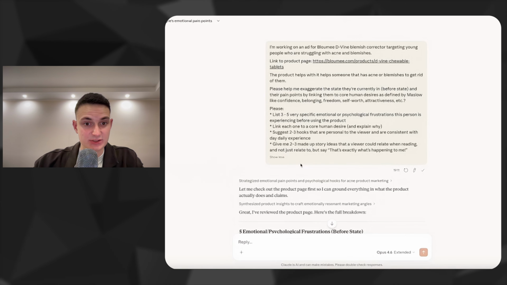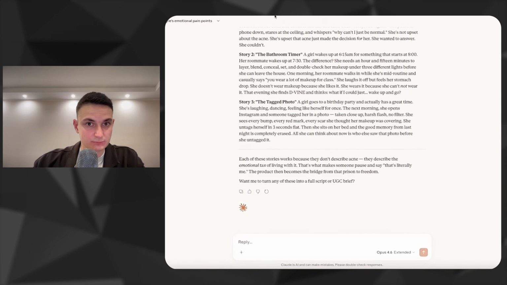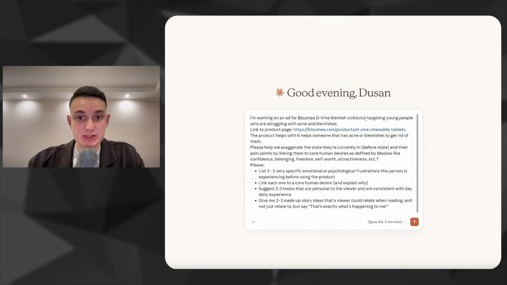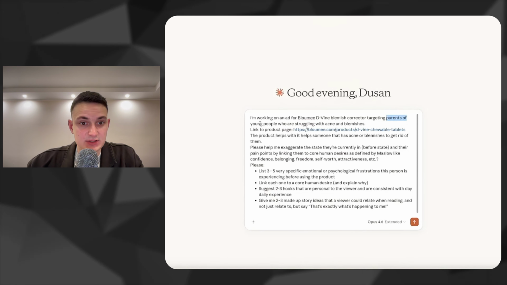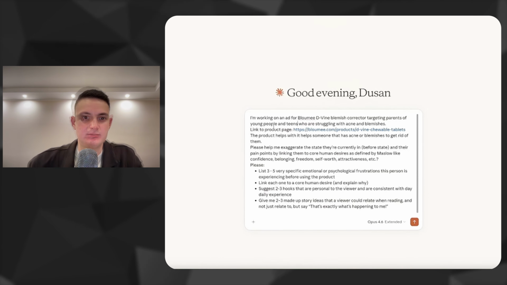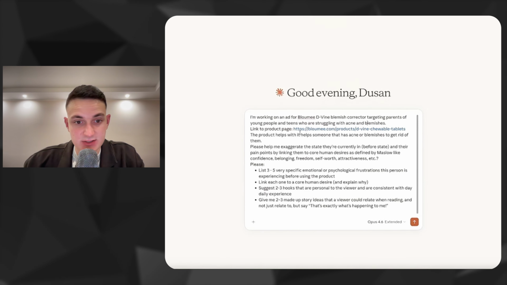Let's just generate one more, but from a parent's perspective. I always like to open a new chat for this. The only thing we're going to change here is the target persona. Instead of the young people, we are targeting parents of young people and teens, because now we can be compliant with policies, because you cannot target teens on Facebook.